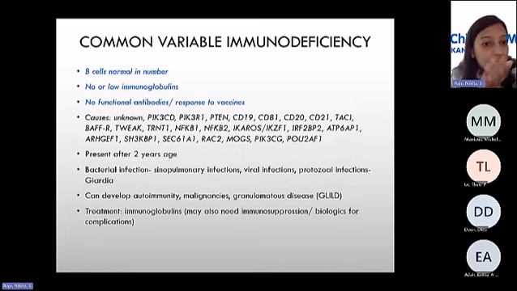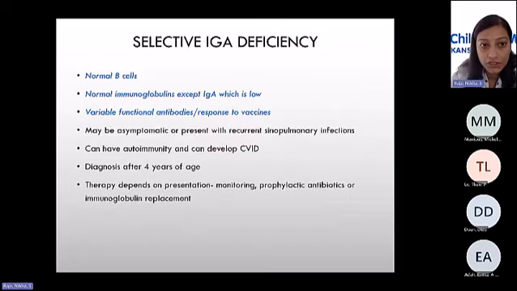Compare that to common variable immunodeficiency, where B cells are normal, there are no immunoglobulins or low immunoglobulins, and response to vaccines is low. Again, a long list of genes. They present a little later, typically after 2 years or 4 years of age, and bacterial, protozoal, viral infections can occur, and they can have non-infectious issues as well. So they may need immunoglobulin replacement or other immune medications for the non-infectious issues.